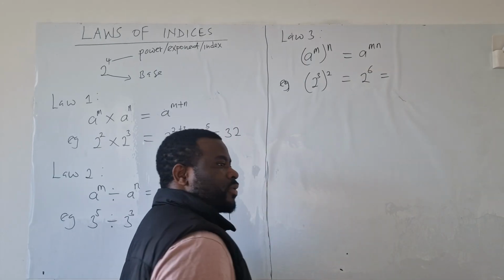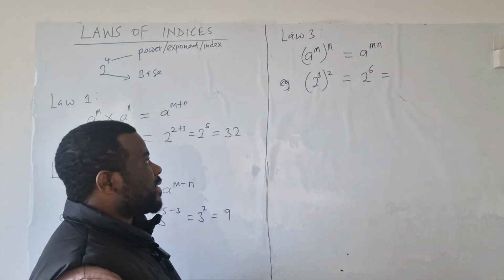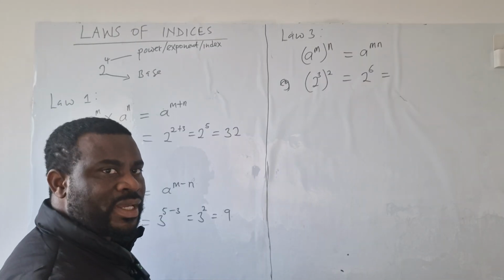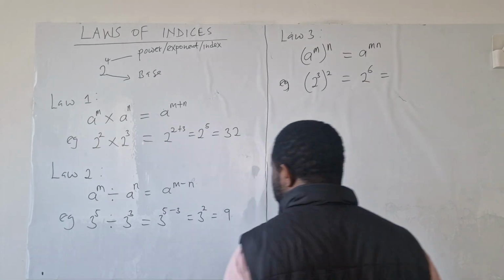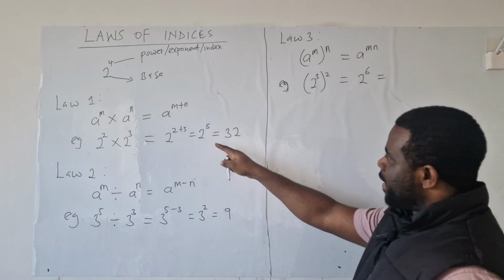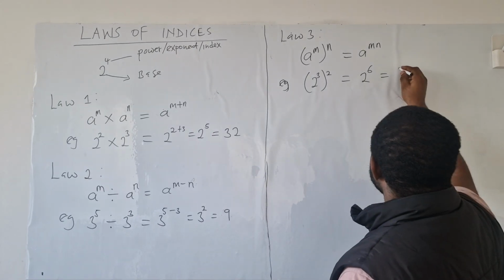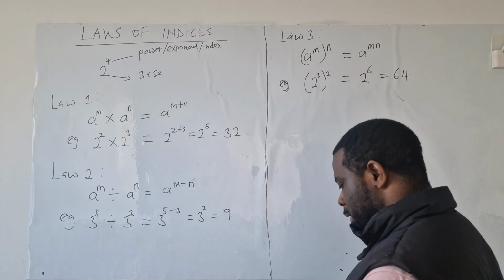And this is equal to 2 multiplying itself 6 times: 2 times 2 times 2 times 2 times 2 times 2. Now 2 multiplying itself 5 times gives us 32, times another 2. That will give us 64. Good.